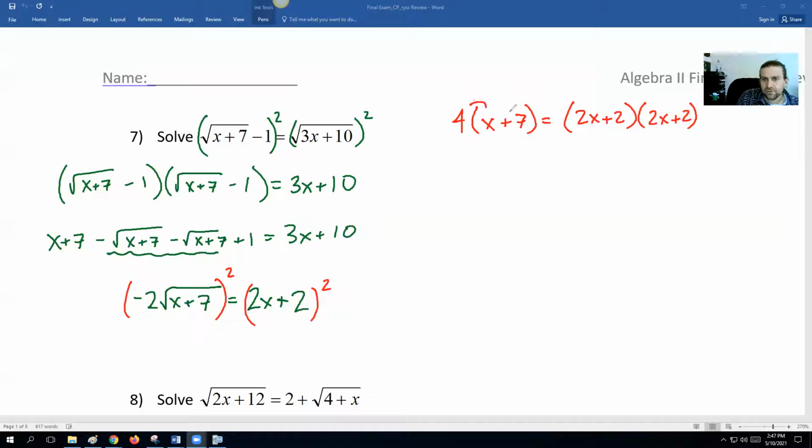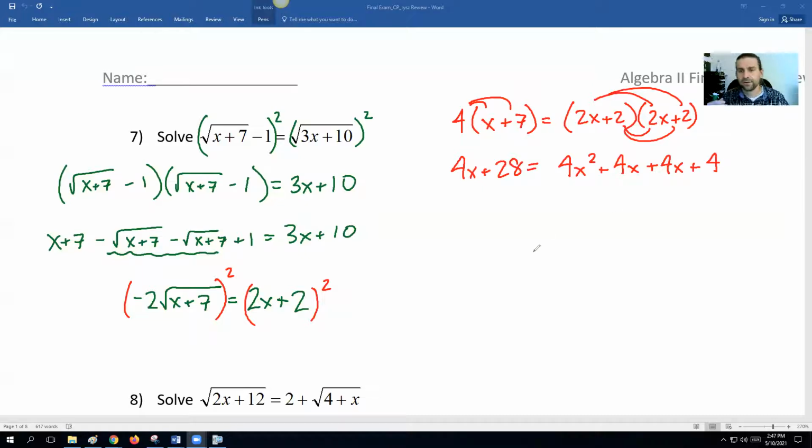All right, so we distribute the 4 here. We get 4x plus 28 equals, and if we FOIL this out, we get 4x squared plus 4x. And then distribute this one here, we get plus 4x plus 4. Man, a lot of 4s. Okay, now we have a quadratic problem.